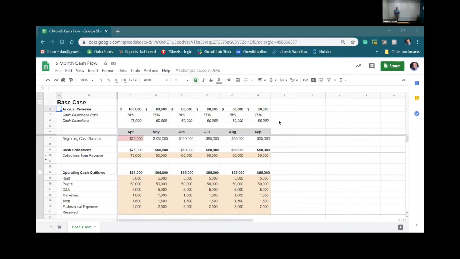Okay, so like I said, simple model. This will meet most of your needs. I like to think about cash, starting with your accrual-based revenue. So that's the numbers that are in your QuickBooks or your general ledger. That's the number that when you hear revenue recognition, that's how much revenue your business generates.